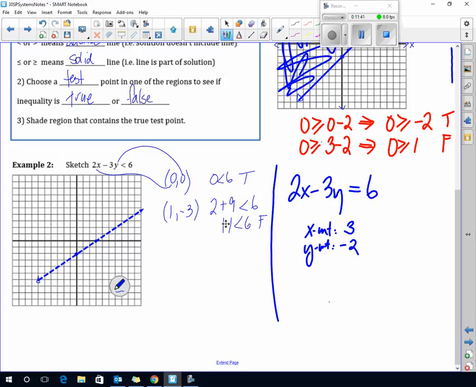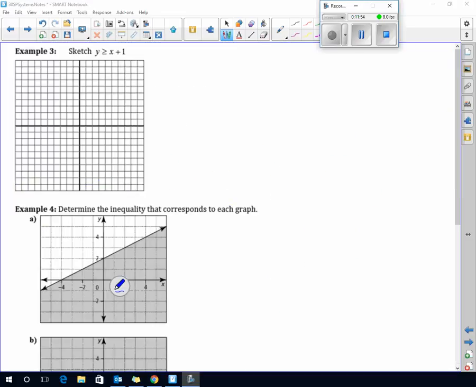So what do you think about that? So try example 3 by yourself this time. What do you think? Can you do it by yourself? Okay. So slope intercept, put a point on 1, up 1, over 1, yes? Then is this going to be a solid or dashed line? Solid.